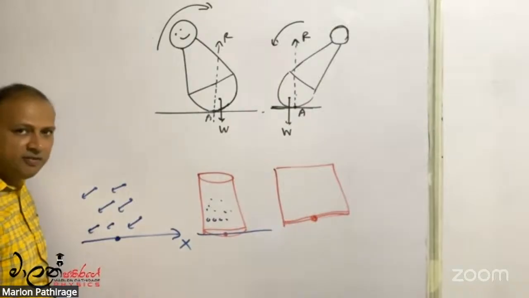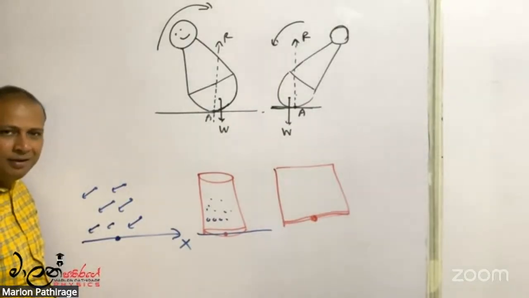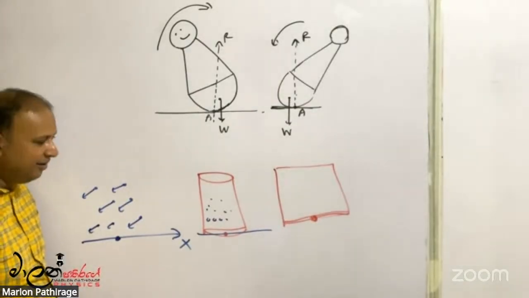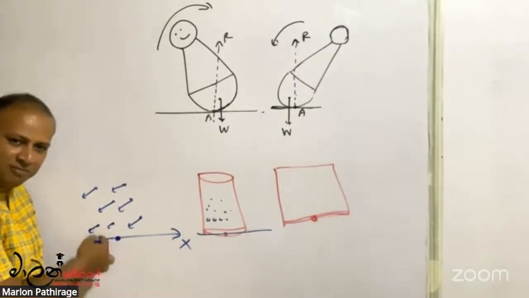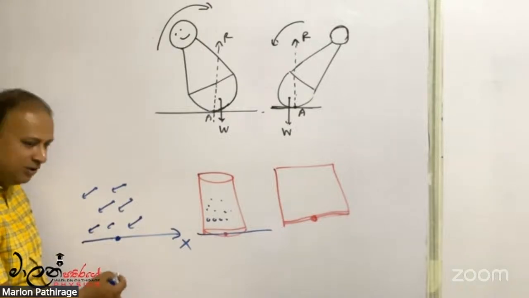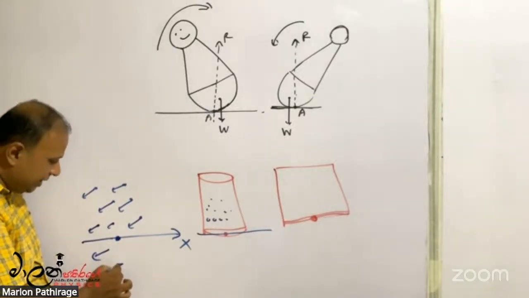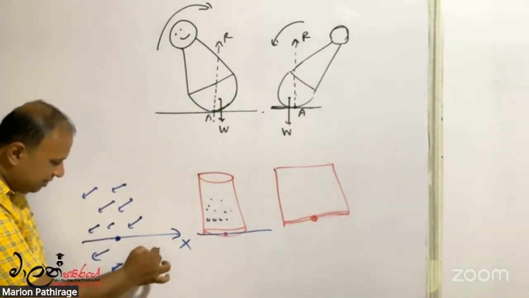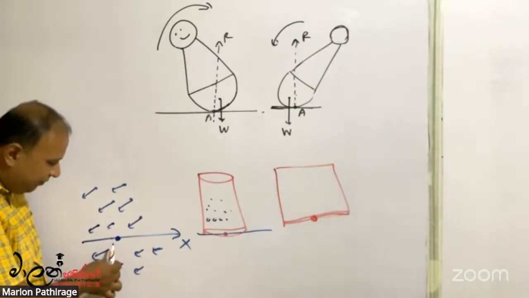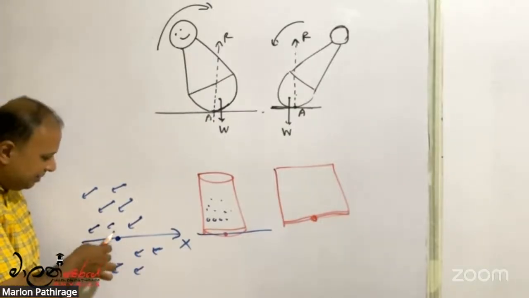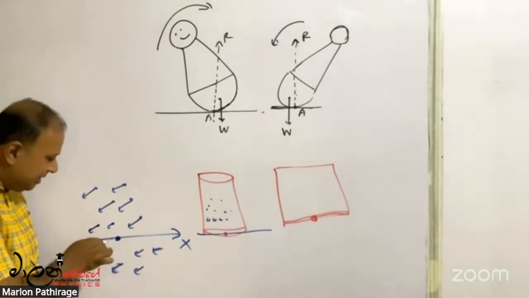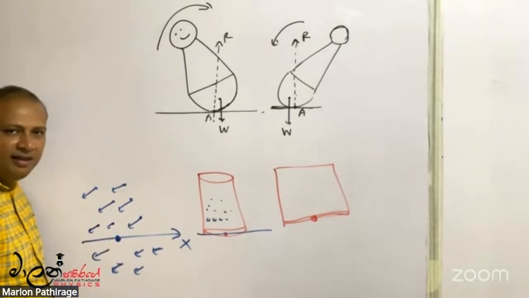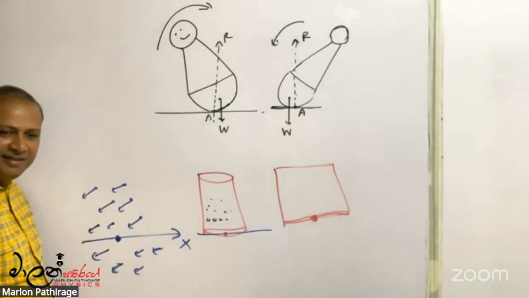To have the resultant force there, some forces should be located below this point. If there are some forces below this point, then definitely the resultant might be at this kind of position. Is that clear?